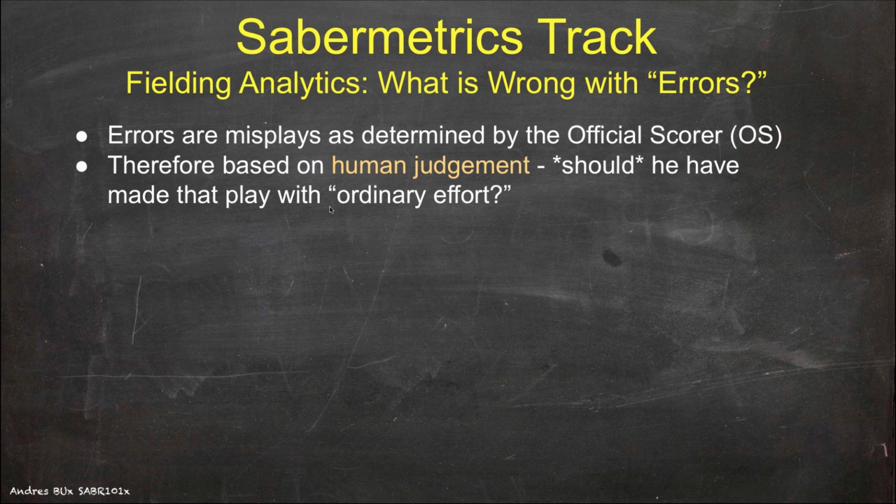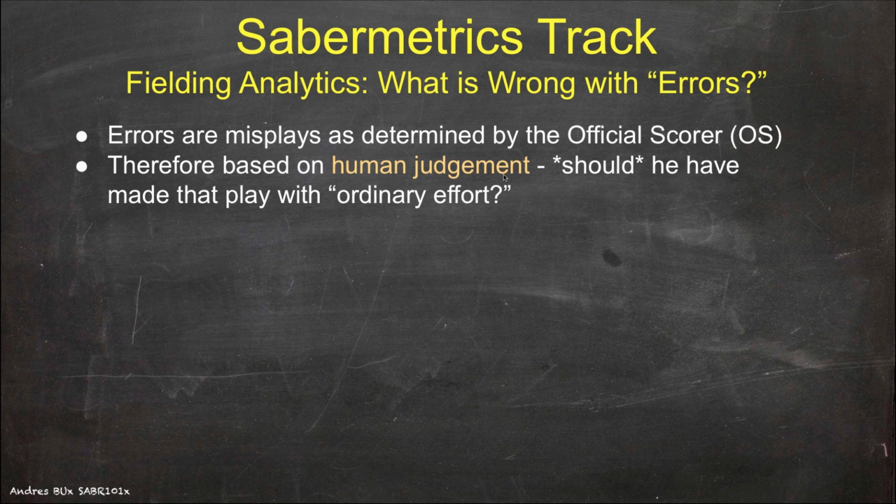When the play would be made by ordinary effort, and that's the key term here. If the play should have been made with ordinary effort and it's not, that's going to be called the error by the official scorer. So keep that in mind when you think about errors or watch the game of baseball. Know that the official scorer is thinking about ordinary effort. But it's based on the human judgment of that official scorer.